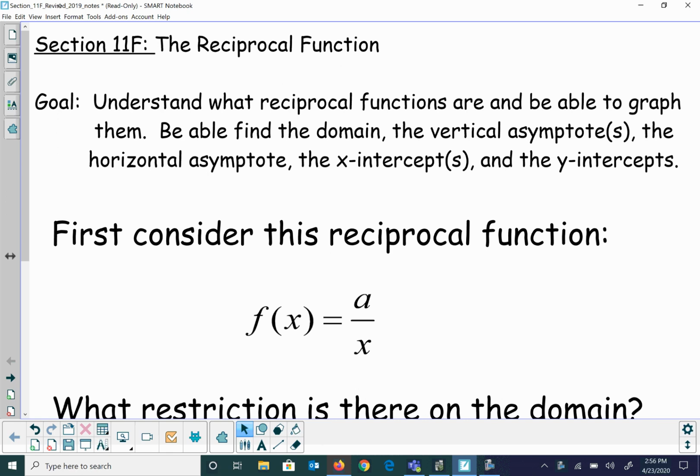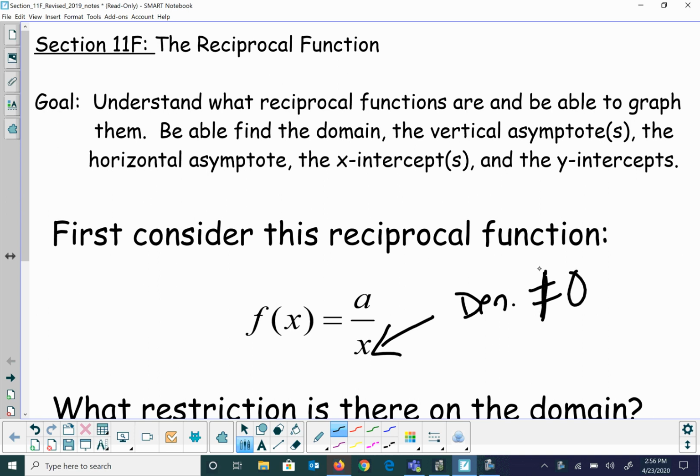We're skipping E because that was kind of a review of A, B, C, and D. So we're going to start talking about the reciprocal function. A few things to note about this: where our variable, our unknown, our x value, is, it's downstairs. And so you know that denominators can't be equal to 0. So we're going to focus on that.